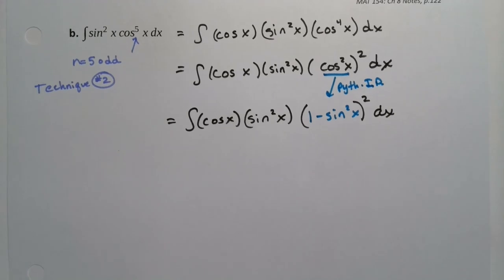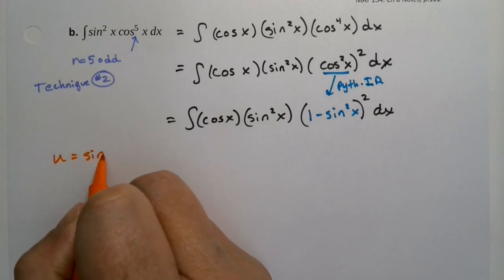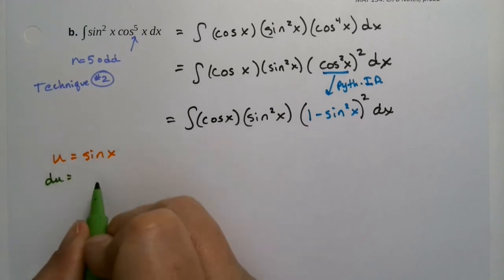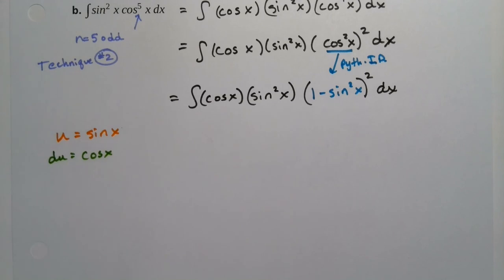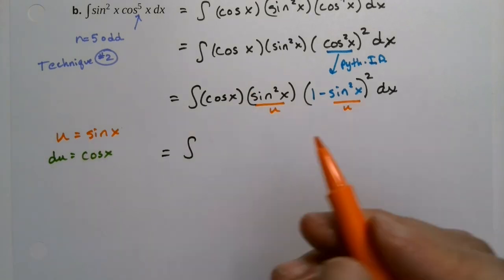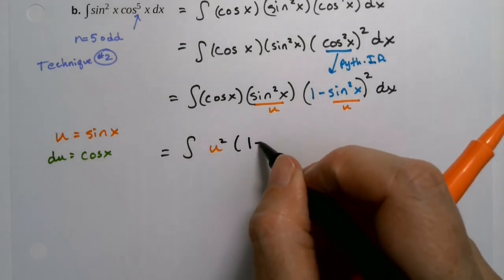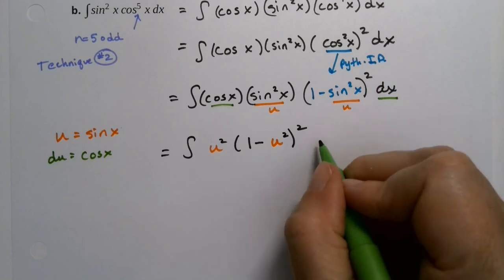Okay, so now it says to let u be equal to sine of x. So then du, now I'm going to get this right. I forgot my negative in the last one, but this one doesn't have a negative. The derivative of sine is cosine. Okay, so this is the integral of, all right, if I make sine equal to u, that means this is u and this is u, right? So I'm going to have u squared times 1 minus u squared, squared. And then the cosine and the dx are my du.